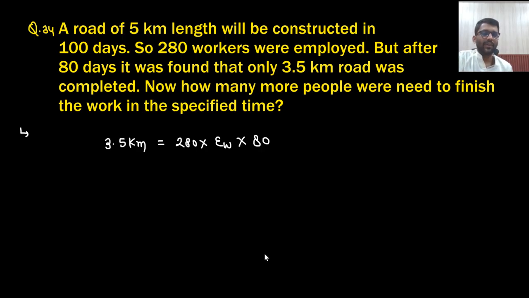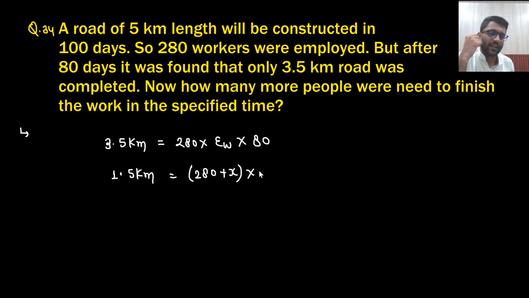Now, how many more people do you need to finish the work in the specific time? So now you need to construct 1.5 kilometer road more, because 5 kilometer was the complete one, 3.5 is already done, 1.5 you need more. Now you are employing X more people, and they will work with their full efficiency, and you have 20 days left. Did you understand this point? Because you had 100 days, 20 days are left. All will work with their full efficiency.